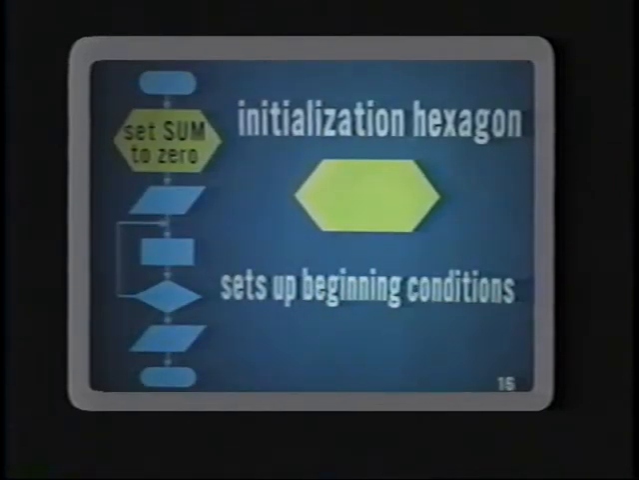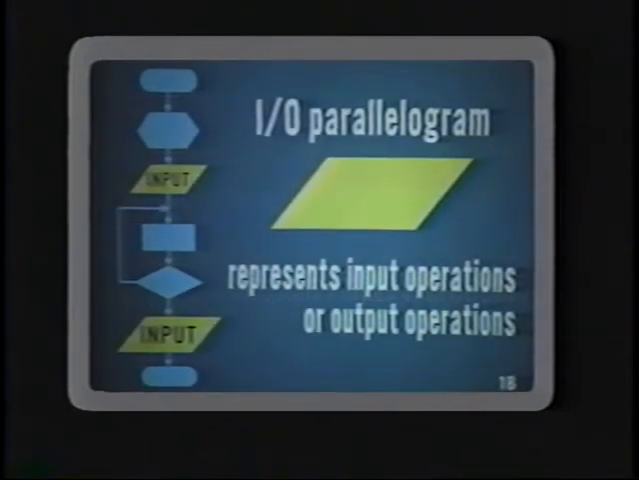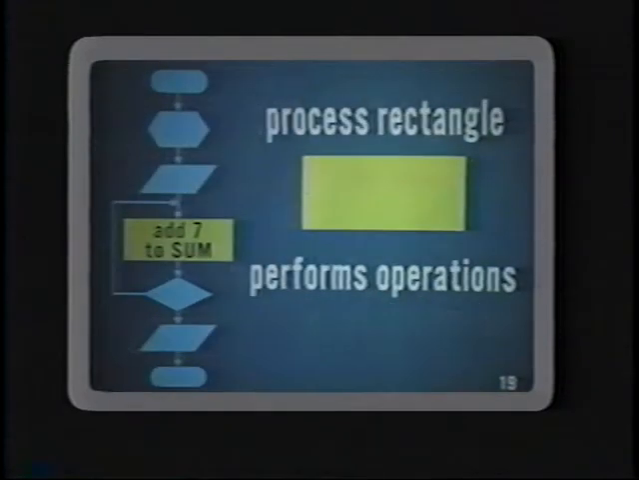Initialization symbols, represented by hexagons, often follow the terminal symbol. They are used to set up beginning conditions such as the values of constants and the starting values of variables. Parallelograms are used to represent general I/O operations. Depending on what's written inside, the symbol may specify input operations or output operations. Rectangles symbolize steps that process data.